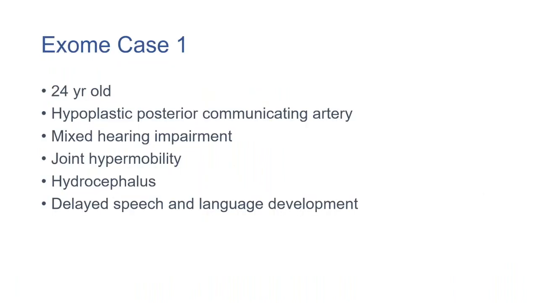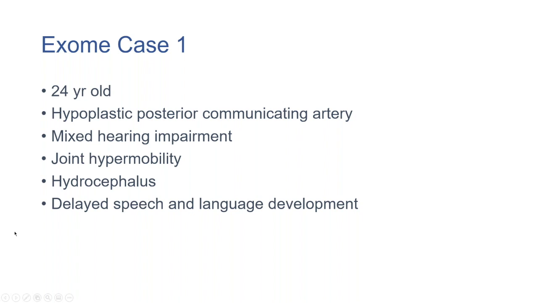So now I'm going to give you some examples from our exome work. This is just a case of a 24-year-old, and you can see the phenotypes that we were given as part of the HPO terms. In this case, hypoplastic posterior communicating artery, mixed hearing impairment, joint hypermobility, hydrocephalus, delayed speech and language development.